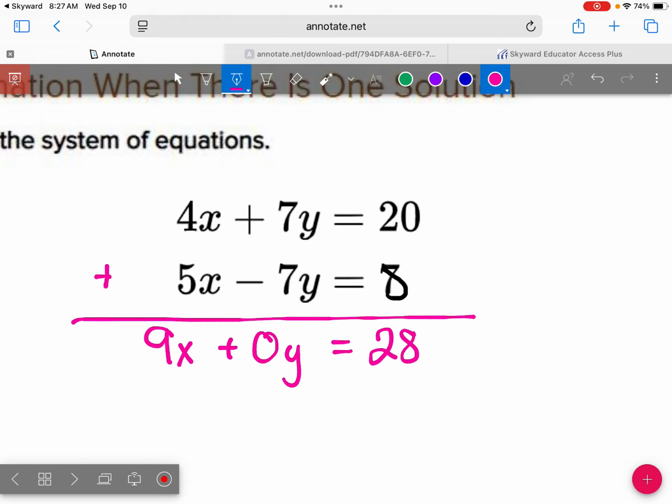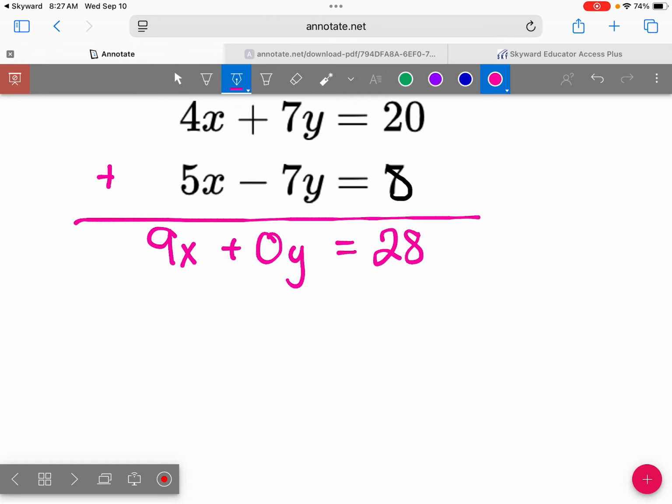which is 28. Well, we don't typically write something down when it has a 0 times it, because 0 times y, it's the same thing as 0. So this is going to be the exact same thing as if we got 9x equals 28. So that's why it's called elimination. By adding these two equations together, my y's disappeared. They're gone. For now.